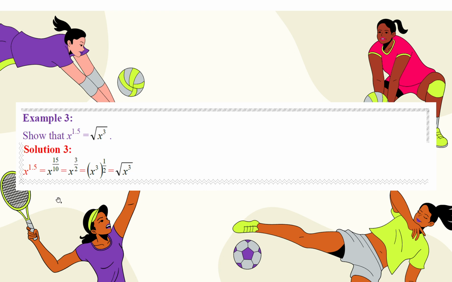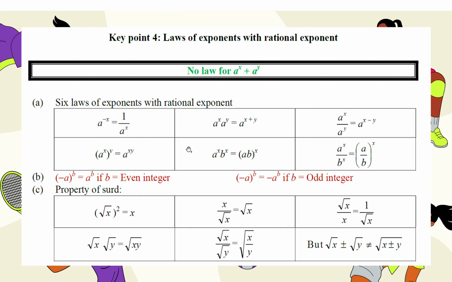Don't jump the step from the first to the end because the answer is given to you, right? So in IBDP, whenever it's a show question, okay, remember to do it with a lot of steps. Although in daily life we don't do so many steps, but as an exam question for the show question, do as many steps as possible. And then the laws of exponent with rational exponent, the laws, okay.